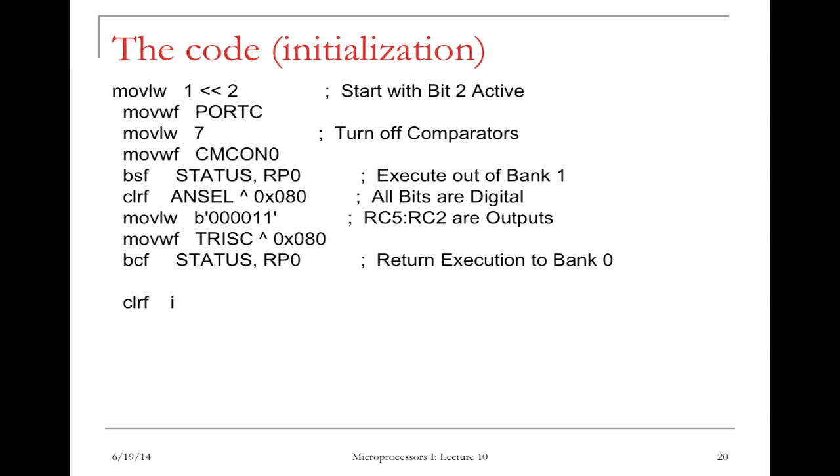Next instruction, move LW, this binary sequence, and we put this into TRISC. Okay, look at what we put in. We're putting 0, 0, 0, 0, 1, 1. That's this instruction here. First, we'll put this value into the working register, and then we move the value from the working register to this TRISC. This is to make sure that this is a 7-bit value, because we're talking about within the bank.